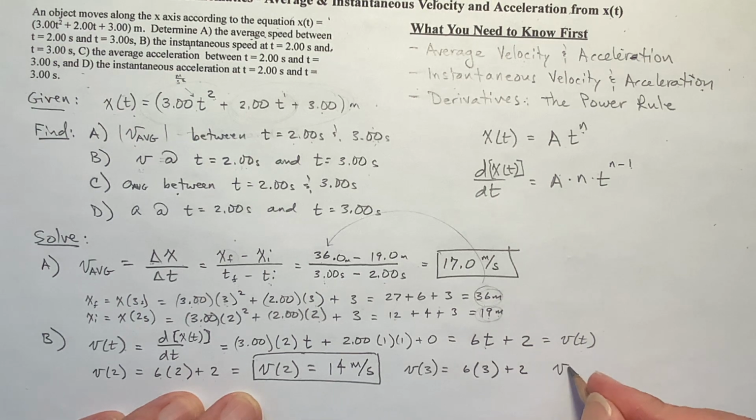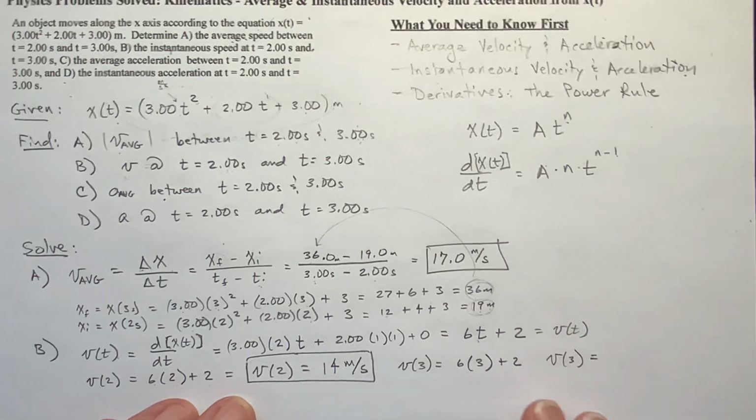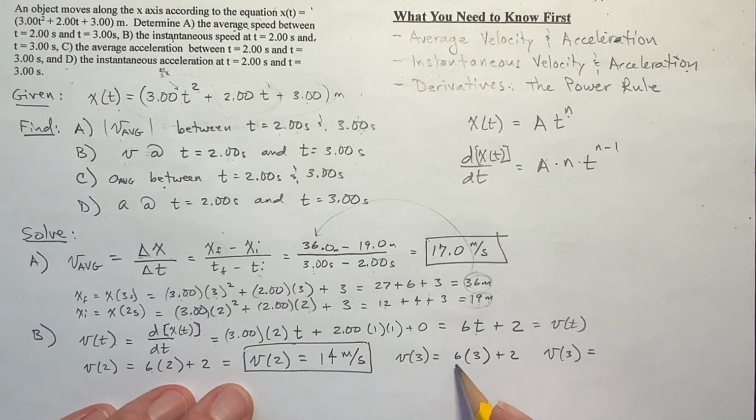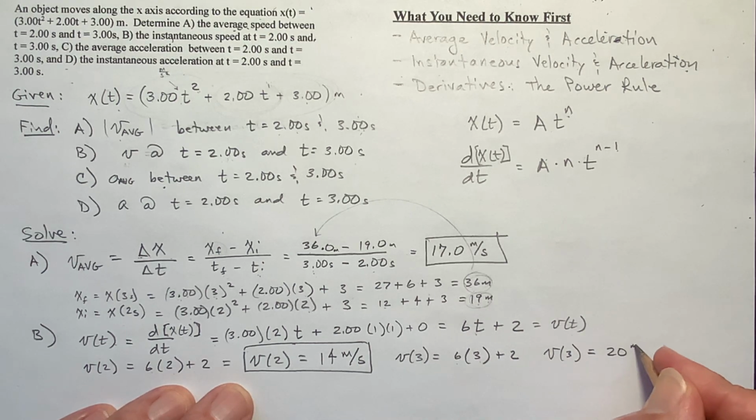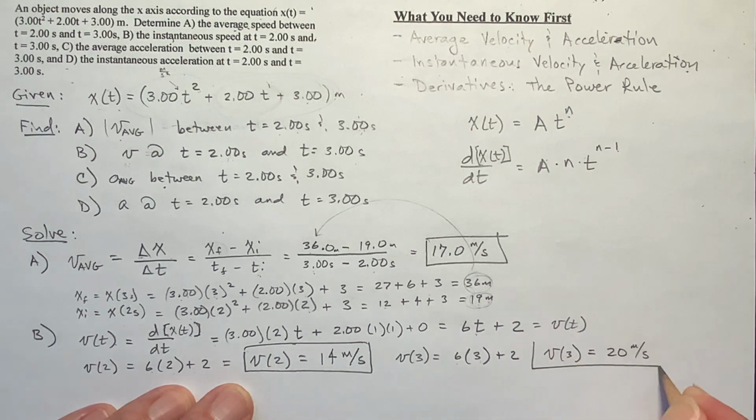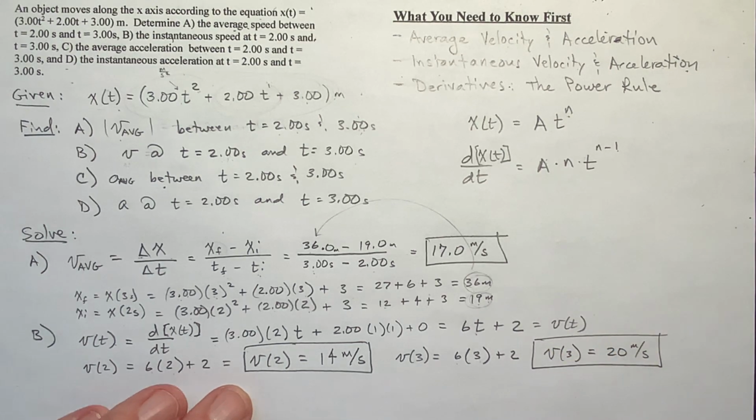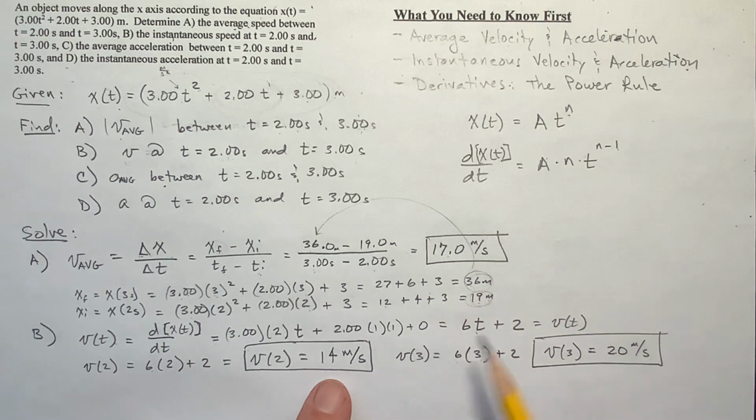And so my velocity at 3 seconds will be equal, 6 times 3 is 18, plus 2 is 20, 20 meters per second. Hey, look, you see the average is kind of in between them, huh? Not a coincidence. All right.